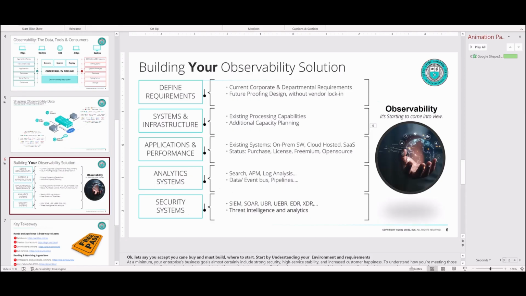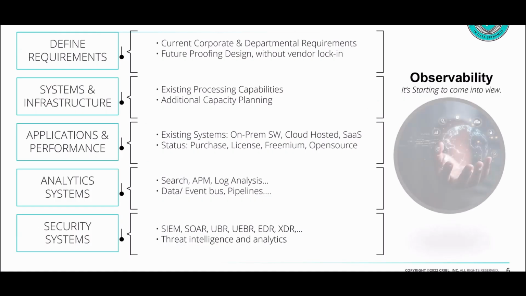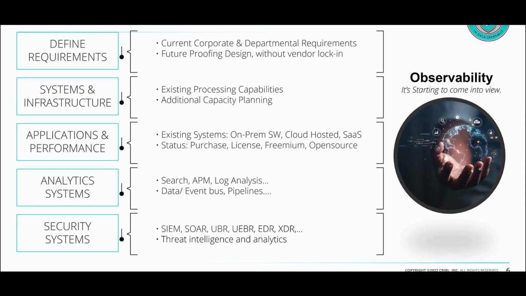The bottom line here is, as I said in the last session, that you can't buy an observability solution. You're going to buy observability parts, observability components. You can buy a search solution. You can buy an agent solution. You can buy a pipeline. There's lots of different things you can buy. You can buy different analytics applications.